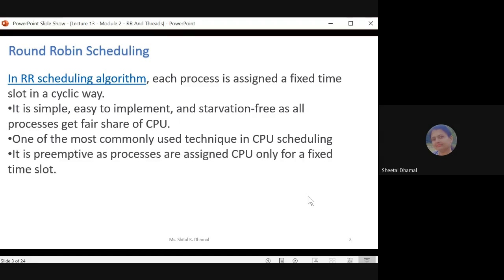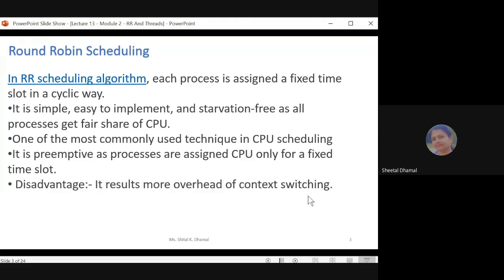This is one of the most commonly used process scheduling techniques. It uses the preemptive approach because processes are assigned the CPU only for a fixed time slot. The main disadvantage of this algorithm is that it results in more overhead because of context switching. Context switching means that the operating system switches the process from the ready queue into the run state and from the run state back into the ready queue.